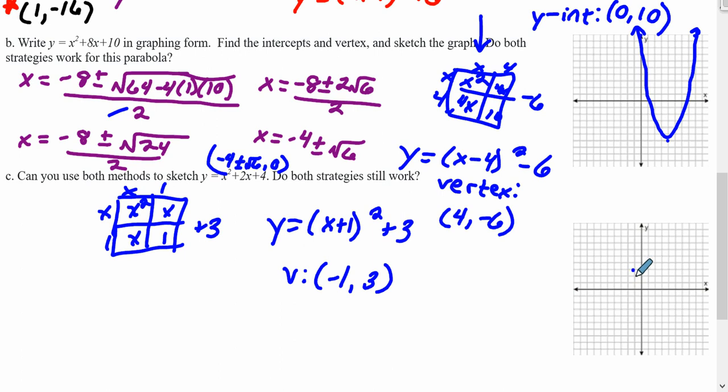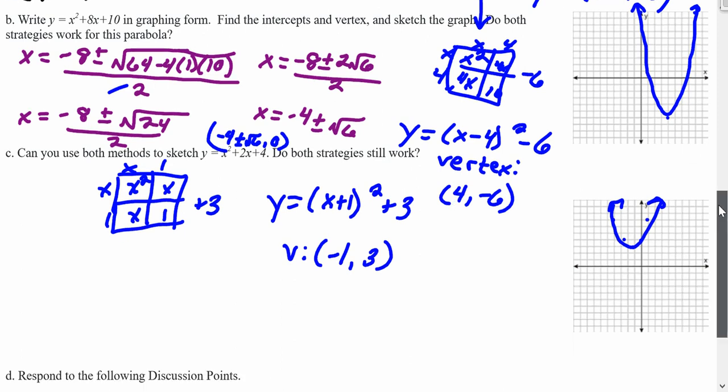So therefore, here's my point. Stretch factor is 1, so over 1, up 1, over 2, up 4. And draw the parabola to the best of your ability. So could you use both strategies? Yes, but there are no real x-intercepts. So there's that piece of it as well.